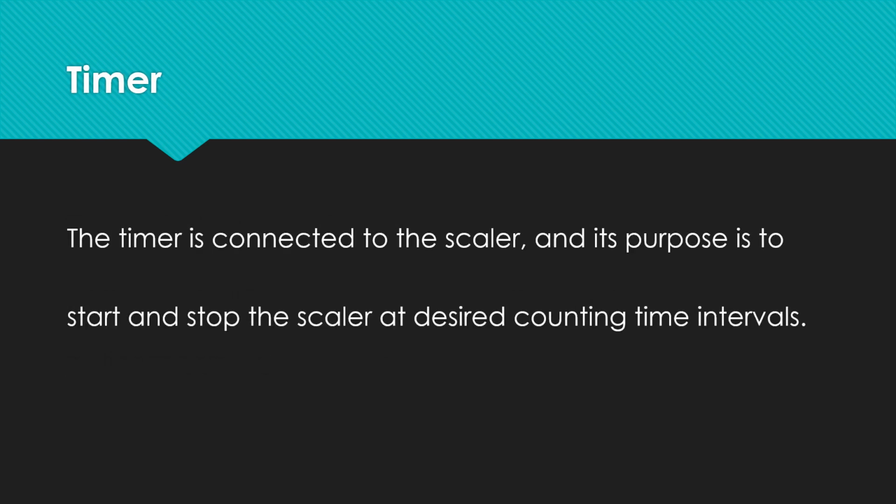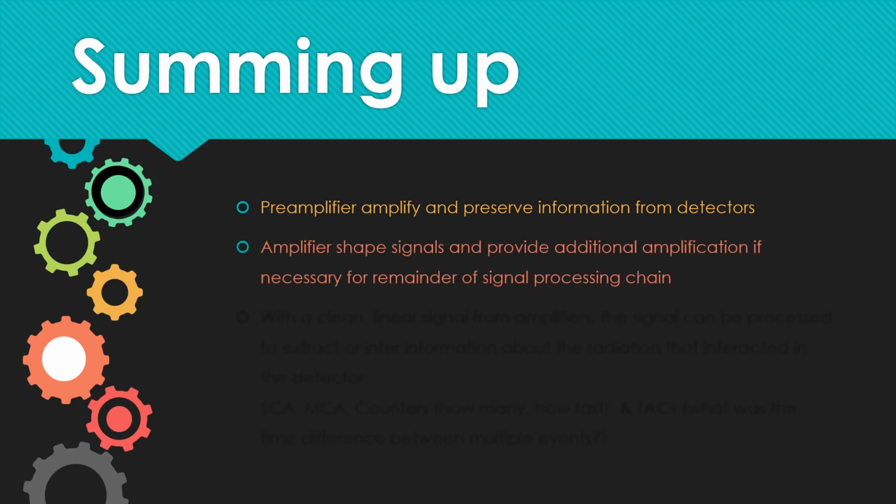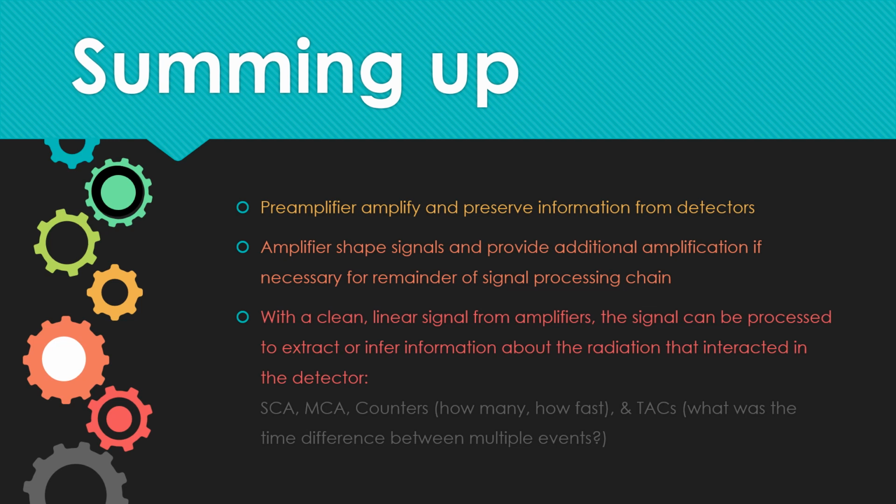The timer is connected to the scaler, and its purpose is to start and stop the scaler at desired counting time intervals. So after finishing the structure of the pulse type system, I'm gonna sum up. We have the preamplifier, which amplifies and preserves information from detectors. The amplifier shapes signals and provides additional amplification if necessary for the remainder of the signal processing chain. And with this linear signal from the amplifier, the signal can be processed to extract the radiation that interacts in the detectors.